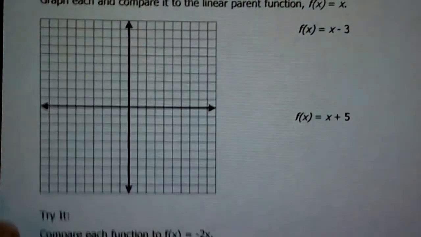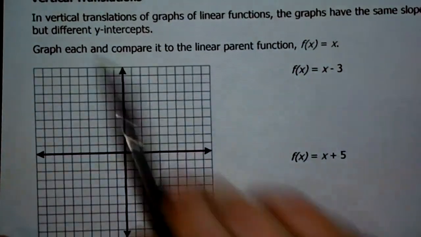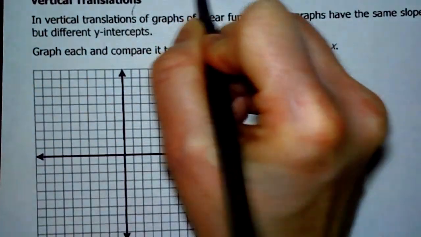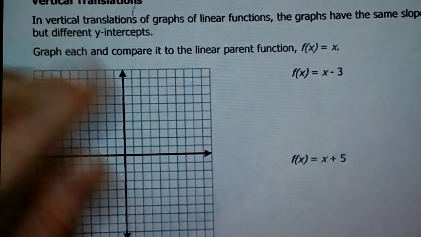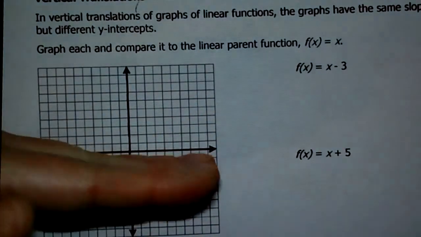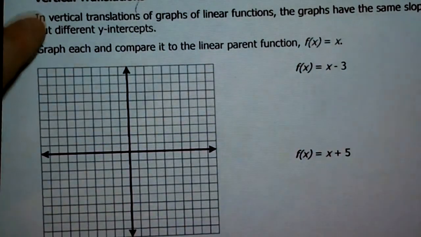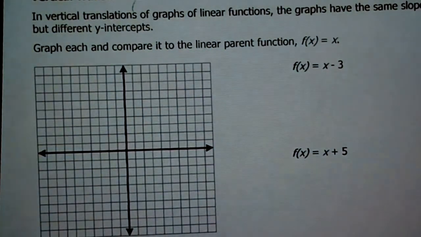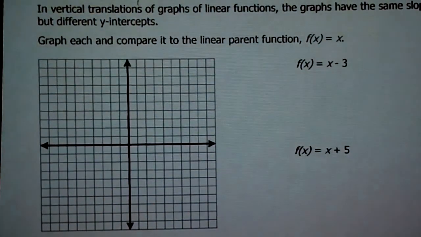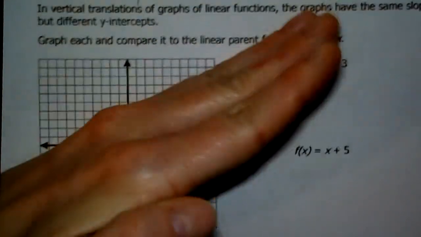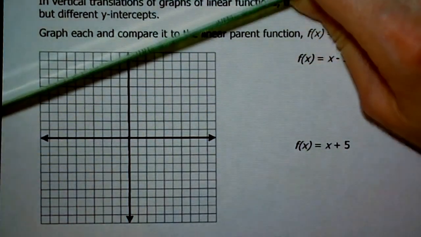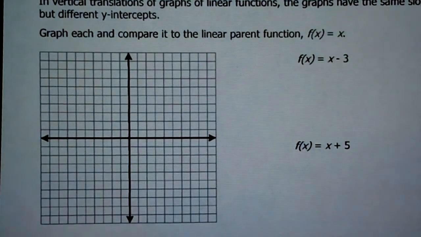Now I want to talk a little bit, we'll make a geometry connection, and we'll talk about translations. Okay, so translation, just remember that word for translation. The simple word for it is a slide. In vertical translations, and vertical basically just means up or down. So in a vertical translation of graphs of linear functions, the graphs have the same exact slope, but different y-intercepts. So when you have a line and you're translating it, you're not going to change its steepness. You're just shifting it up or you're shifting it down without changing the slope.